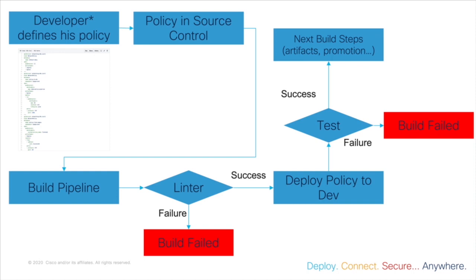So that gives a very nice story for different teams to be able to cooperate and to work faster together. Then if the linter actually succeeds, and obviously failure and success is dependent on your preference, it's just a return code. But if the success is there for the linter, then you can deploy your policy to the test environment.